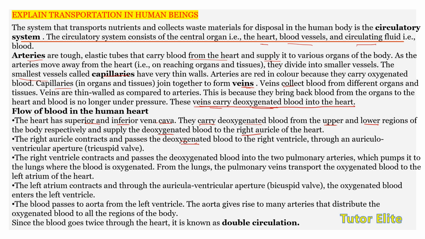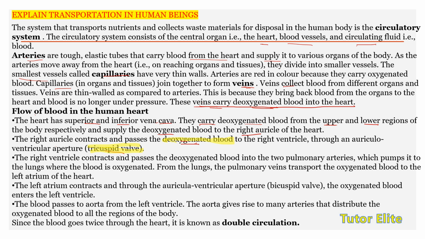The deoxygenated blood is passed to the right ventricle through the tricuspid valve. Please note this, or you can just keep it in mind. First the right auricle contracts and passes the blood to the right ventricle. Yes, deoxygenated blood goes through the tricuspid valve, or auriculo-ventricular aperture.